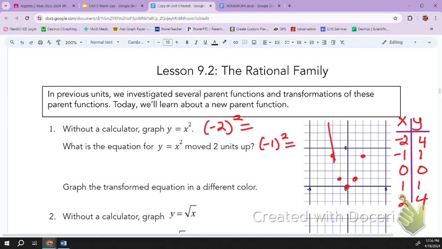We did this earlier this school year. So right now, turn and talk with your team. What is this graph going to look like, or what's the equation going to look like when we move it 2 units up? And then they want us to graph this in a different color. That's why I asked you to get pens today. So can you talk to your group? What does it look like when you move it 2 units up and then graph it on paper with a different color?